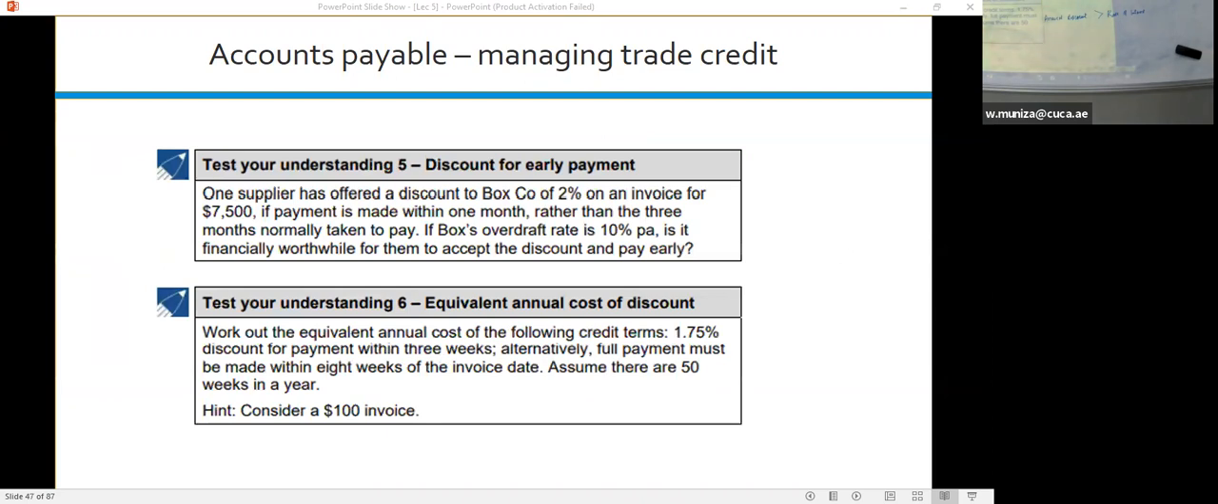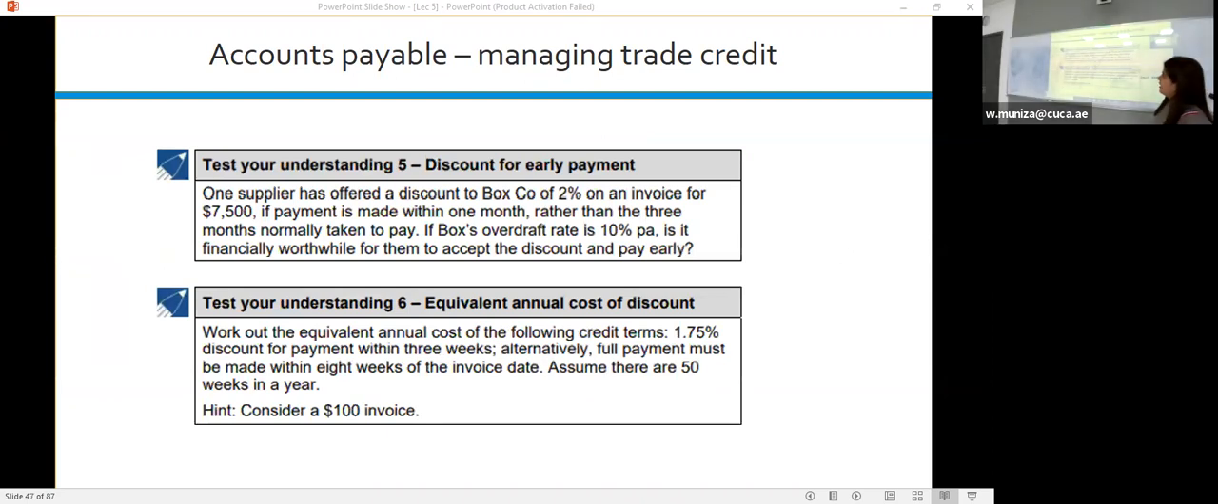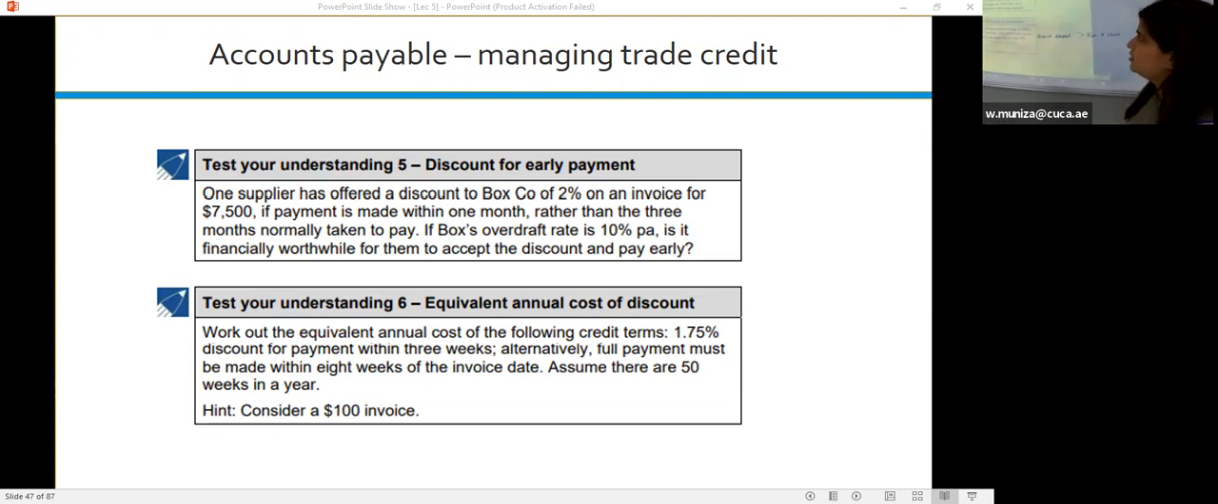Now understanding number 5. One supplier has offered a discount to Box company of 2% on an invoice for 7,500, if payment is made within 1 month rather than the 3 months normally taken to pay. If Box's overdraft rate is 10% per annum, is it financially worthwhile for them to accept the discount and pay early? No. So how do you know?